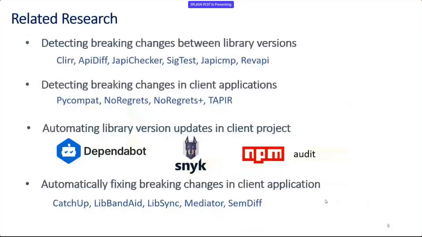Research has been done in this area, such as detecting breaking changes using static analysis tools, detecting breaking changes that are applied in client projects, and trying to automate library version updates in client projects. That is by just updating the library version number, but if there are incompatibilities, the developers have to take care of it. There is also work on automatically fixing breaking changes in client applications, and these are limited to source and binary incompatibilities, with their own limitations.